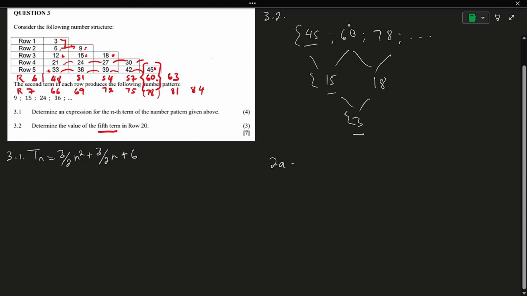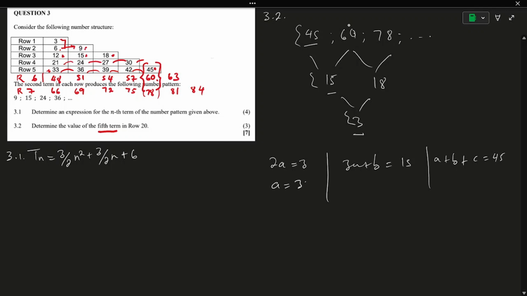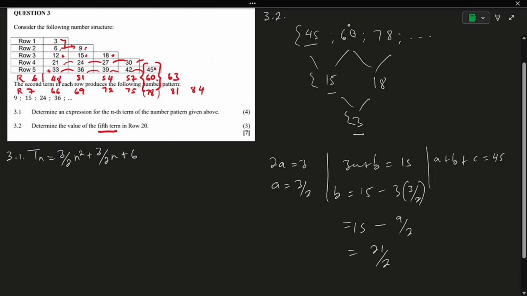In other words, we're going to have 2a being equal to 3, 3a plus b being equal to 15, and a plus b plus c being equal to 45, like that. So a is going to be 3 over 2. In other words, b is going to be 15 minus 3 into 3 over 2, like that. And we're also going to have 9 over 2, like that. So that's 2 by 15, which is 30. 30 minus 9, that's going to be 21 over 2, like that.